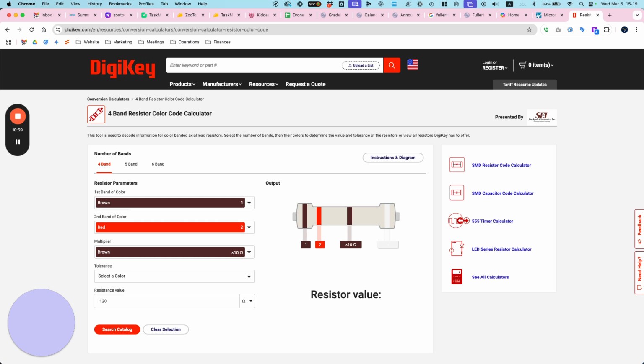Now, you may not find exactly what you want, so this is where it's important to understand the colors. If you look here, the very first band is the first number. So for 120, we have the number 1. The second band is the second number, so for 120, the second digit is 2. And then the third one is the multiplier. So what's 12? 1, 2, which is 12 times 10, 120.